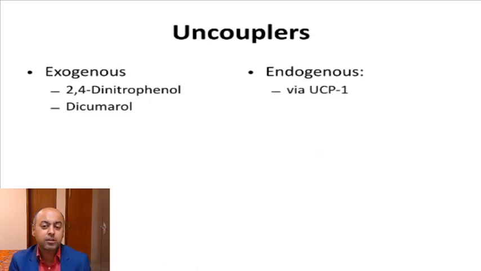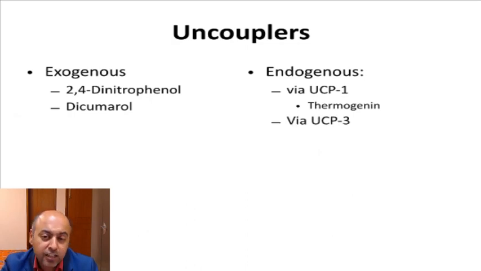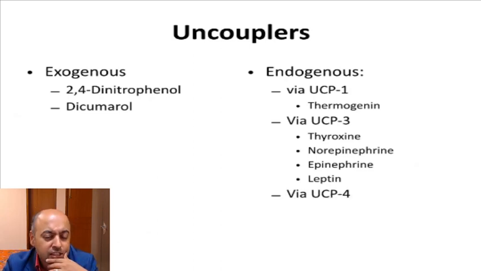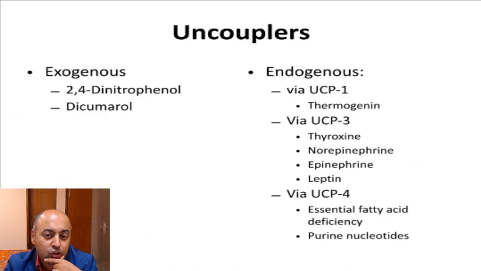The endogenous uncouplers are receptor specific. UCP1 acts as a thermogen. UCP3 is commonly distributed all over the body, acted upon by a large number of hormones, particularly the catecholamines and thyroxine, norepinephrine, epinephrine. Sometimes even leptin can be there. For UCP4, absence of essential fatty acid can be one problem, and second is the presence of purine nucleotides. So these are the endogenous uncouplers.